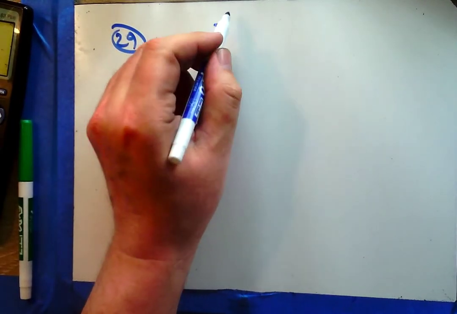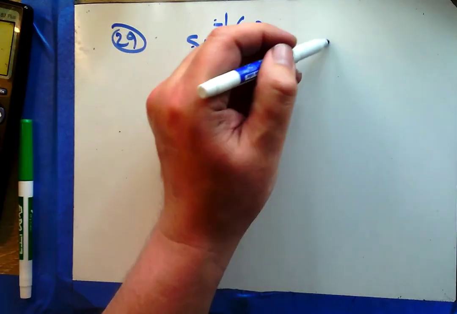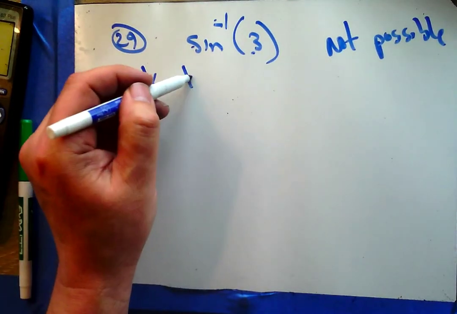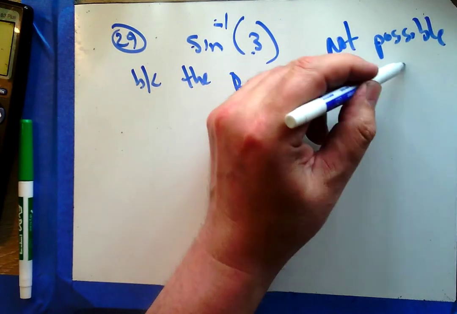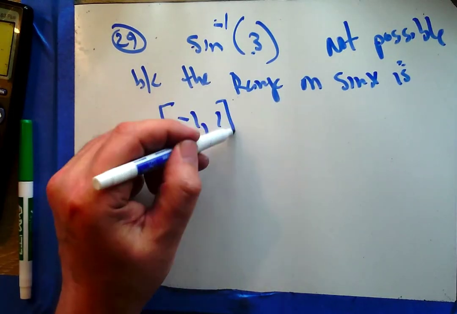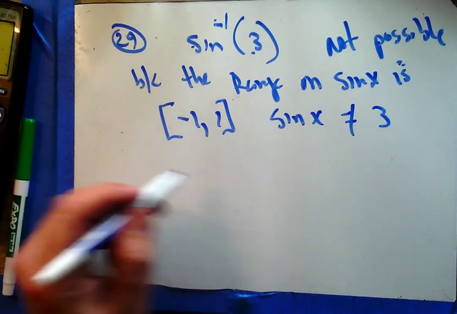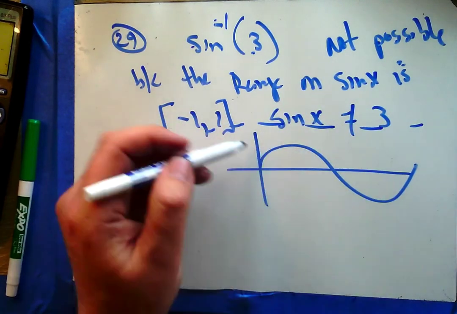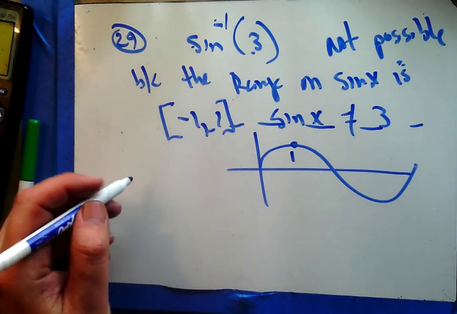There's only 2 problems left. 29. Sine inverse of 3. What angle has a y value of 3? Not possible, because the range on sine is negative 1 to 1. Sine never equals 3. And you could appeal to this problem graphically if you like as well. The graph of sine x has a maximum of 1, and that will never intersect the line y equals 3.